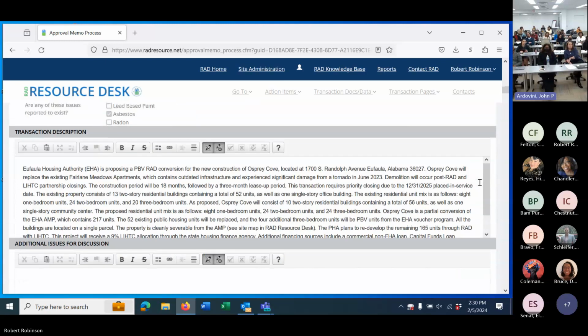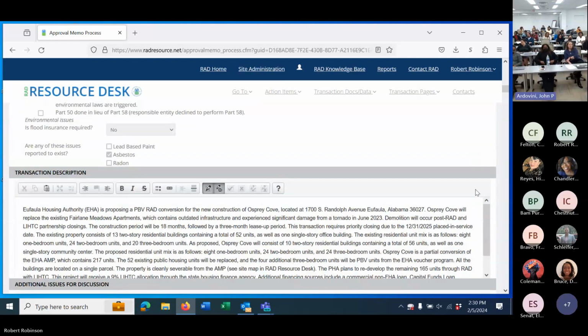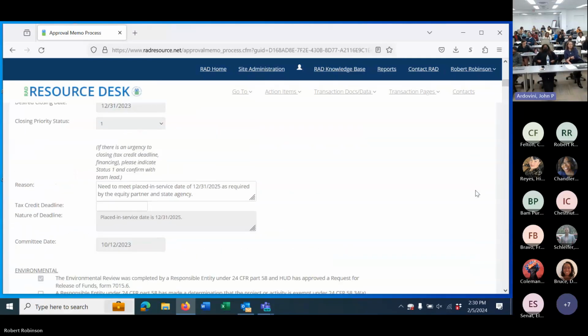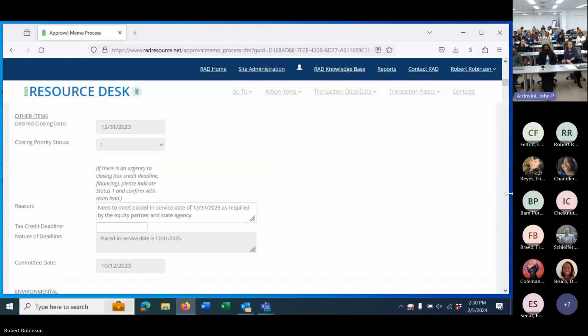So here, go back so I could speak to timing again. The question again about timing: when does the PHA want to close? Do they have some closing deadlines, hard deadlines that they have to work with? It's a tax credit deal. They have placed-in-service dates that they have to meet, so they want to close by such and such a time.